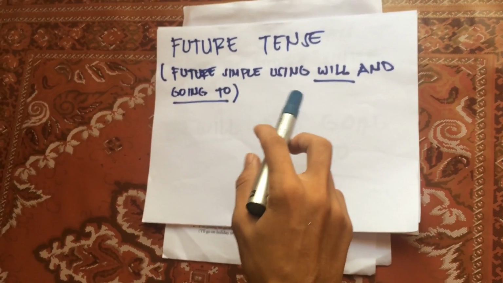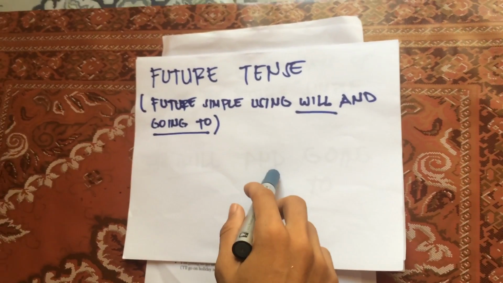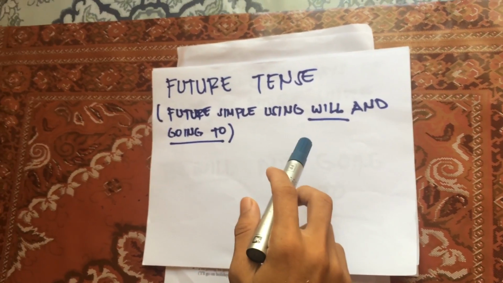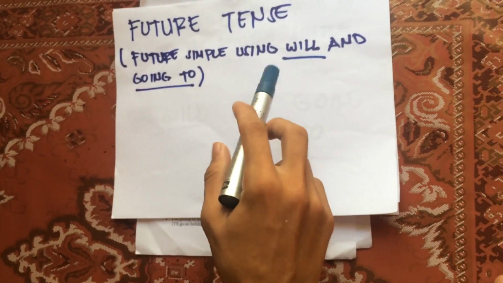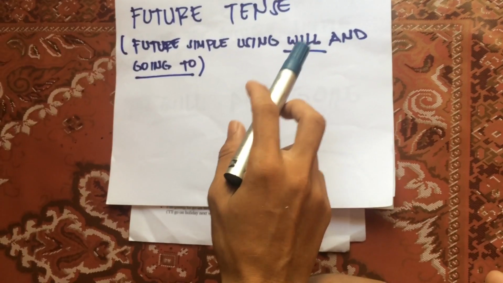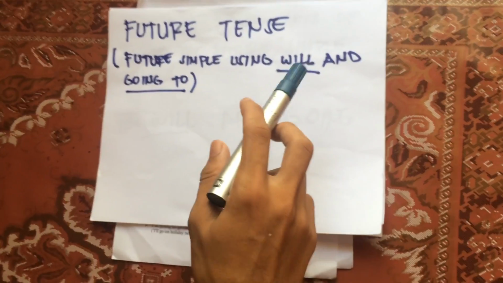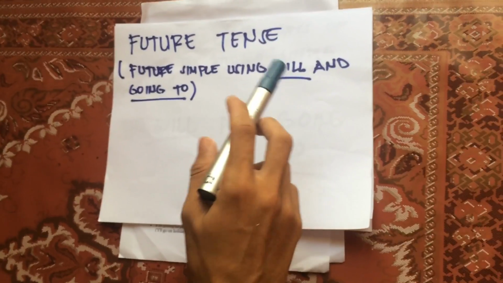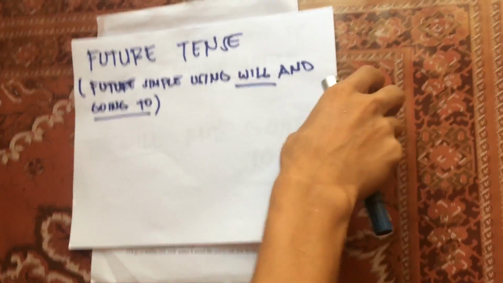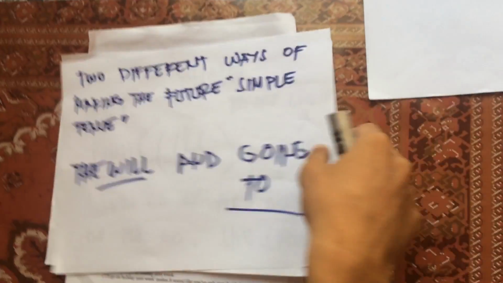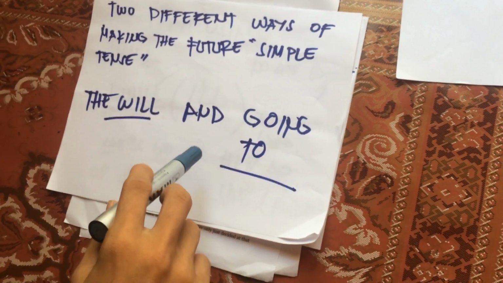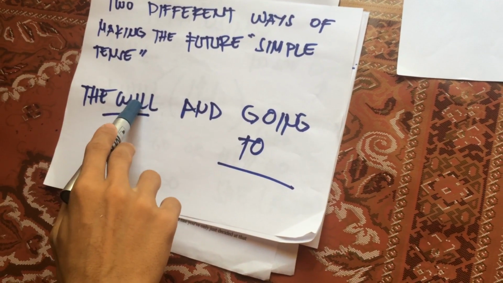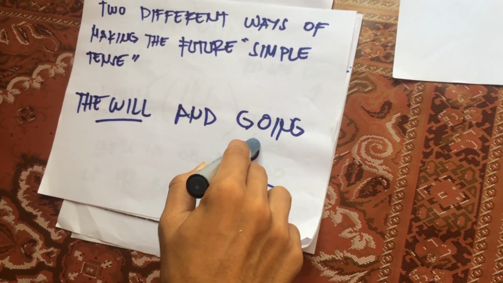Things that will happen, things that are going to happen. Things that happen after now. That could be anytime after now, a few seconds from now, a few hours from now, or decades from now, years from now, a few centuries from now. We have two different ways of making the future simple tense. We have the helper verbs will and going to.